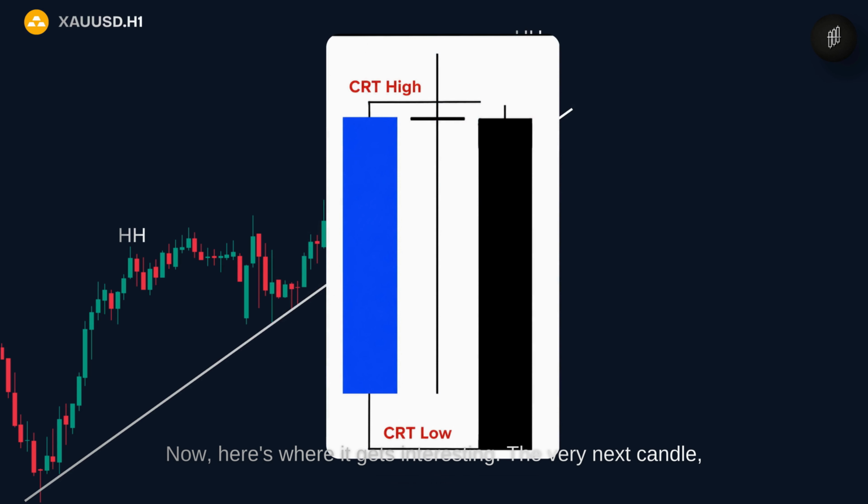Now, here's where it gets interesting. The very next candle, shown here in black, is the one we watch closely because its behavior in relation to the CRT high and CRT low tells us a story about where smart money is likely directing price next. If this second candle sweeps above the CRT high, taking out that liquidity, but then fails to close beyond it and instead reverses back down into the range, this is a strong signal that price is being manipulated upward simply to grab liquidity before reversing lower, giving us a bearish CRT setup.